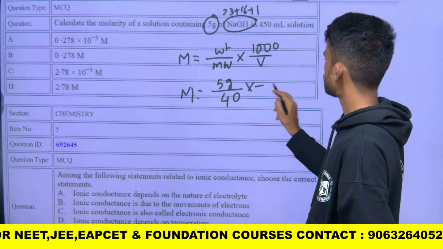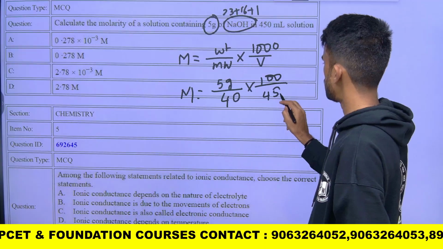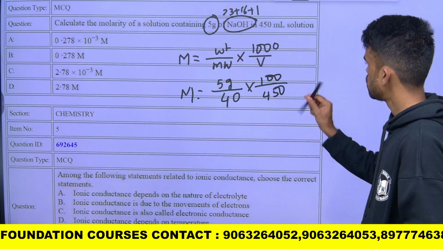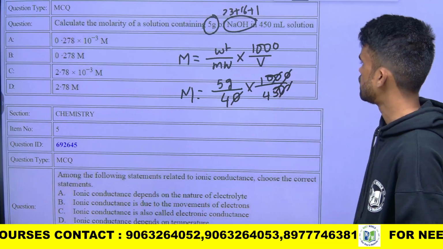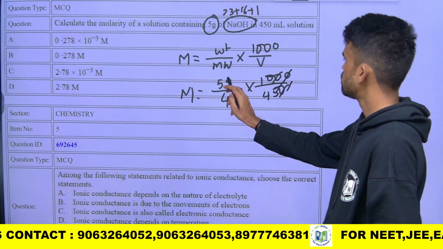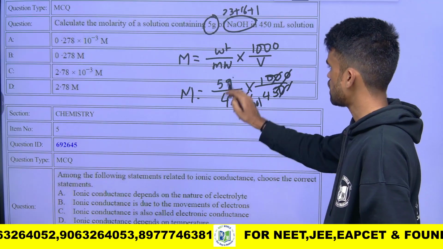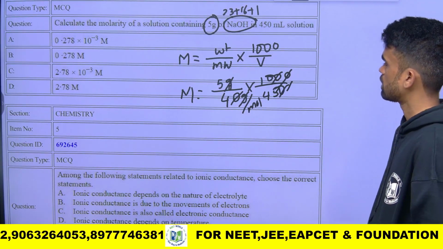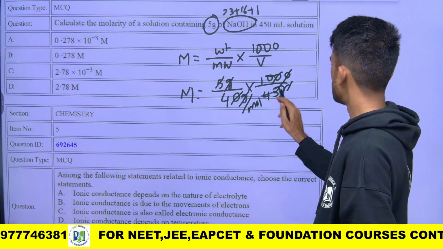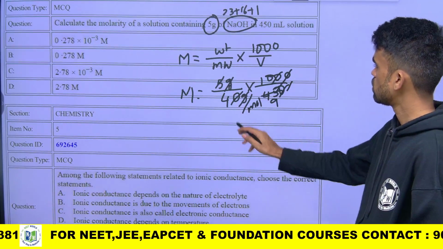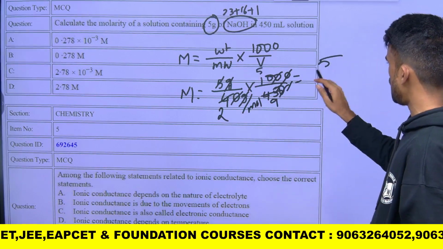Into 1000 by how much do we have here? 450. The volume is 450 ml. Now remove these 2 zeros. Then we are left with 5. Here I can write gram per mole, and the gram cancels, so that we get mole per liter. So this goes up. Now what are we left with? 5 nines are 45, so next 2 fives, so we are left with 5 by 18.